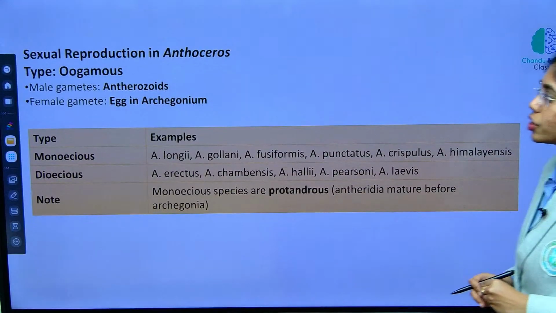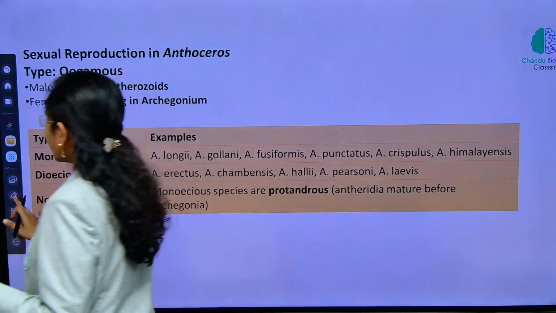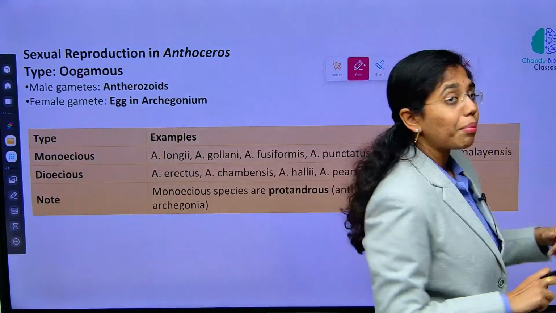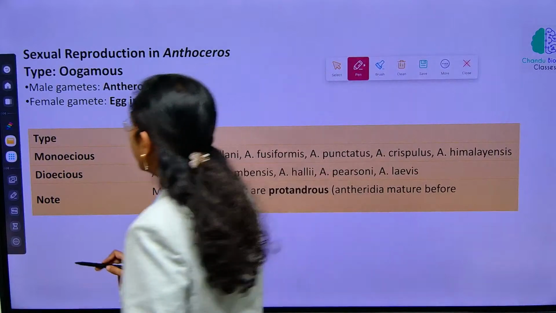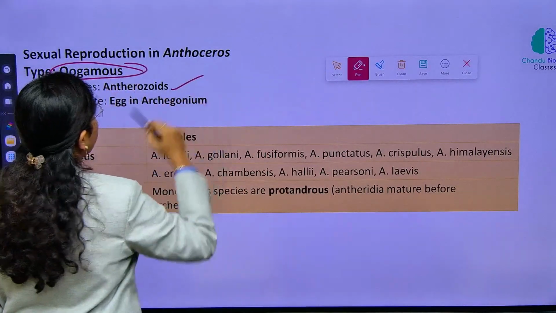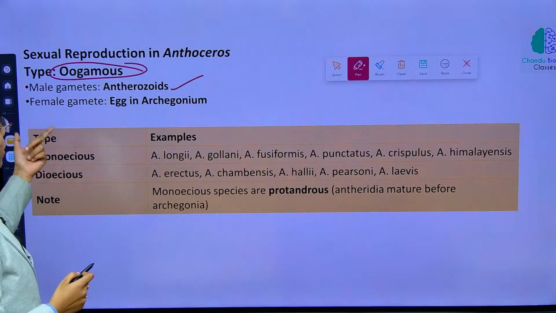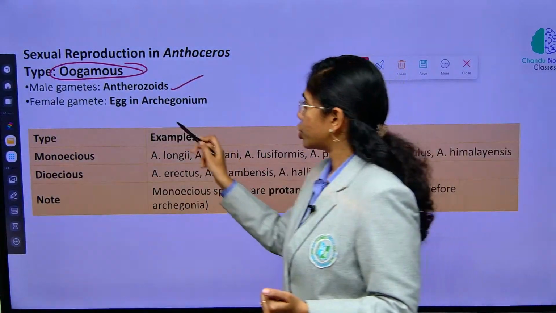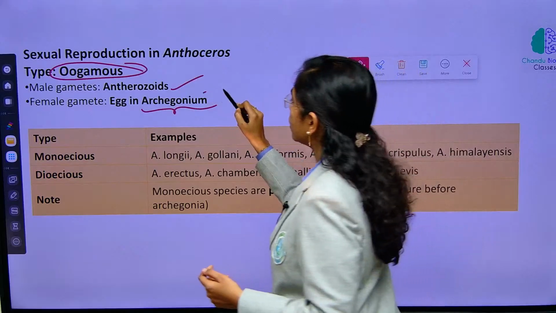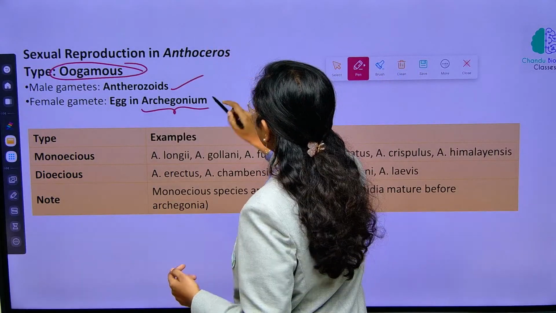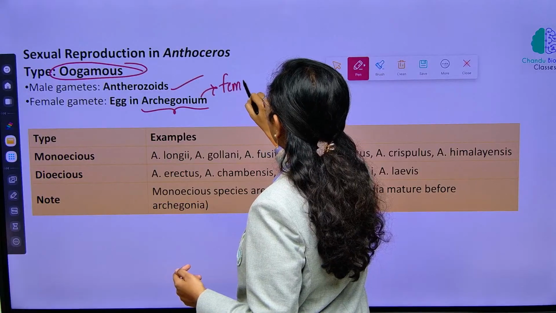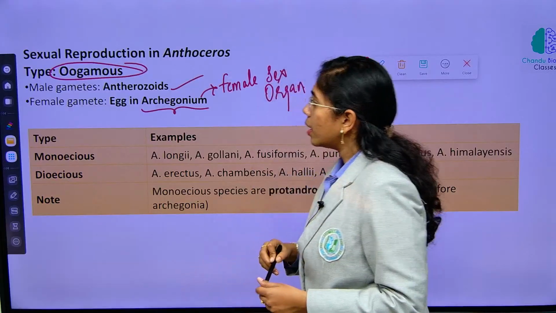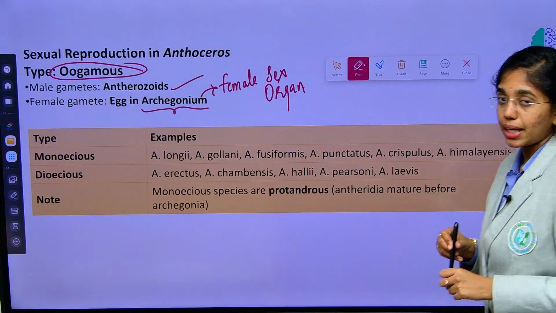Sexual reproduction in Anthoceros. We observed that there are 3 modes of sexual reproduction: isogamy, anisogamy and oogamy. Oogamous type of sexual reproduction is most common in Anthoceros, wherein male gametes will be biflagellated antherozoids and the female gamete is the egg, which is present inside the female reproductive structure, that is the archegonium. Inside the archegonium, which is the female sex organ, it has the female gamete, that is the egg.